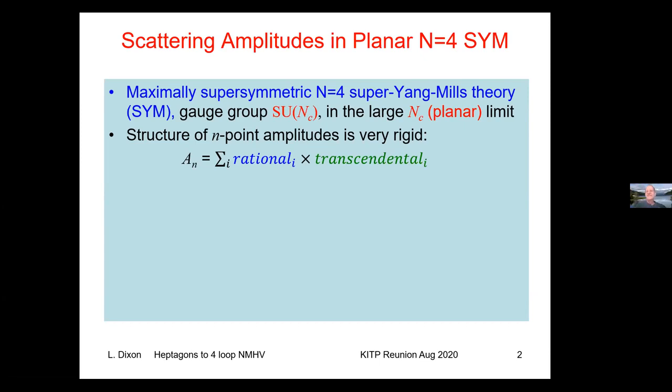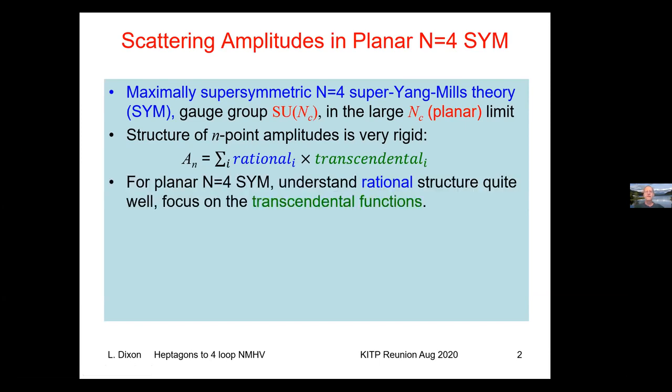I'll ask. So in any case, in planar N=4, we know a huge amount about the amplitudes from the very beginning. We know that they decompose into rational times transcendental, summed over various structures. But more to the point, the number of rational structures is very limited in terms of certain dual superconformal invariants. And we understand them so well that I'm not going to say anything about them. I'm just going to focus on the transcendental part from now on.